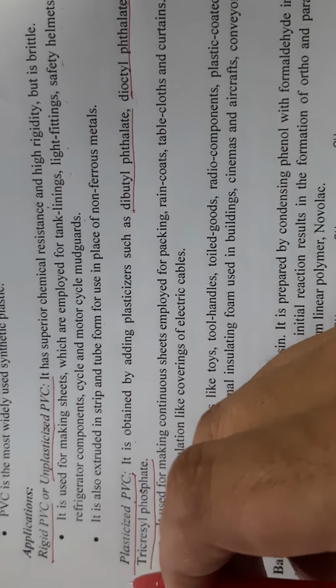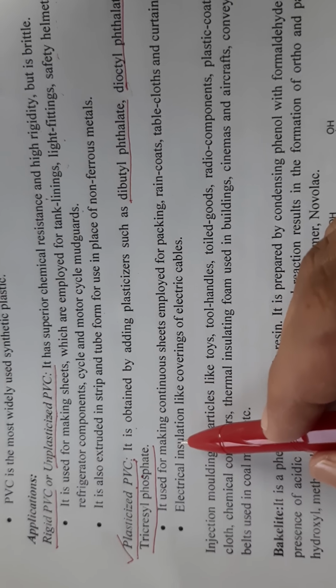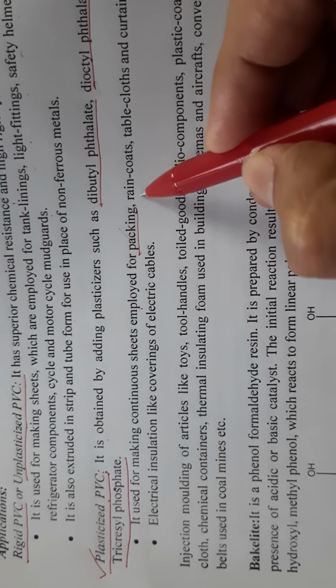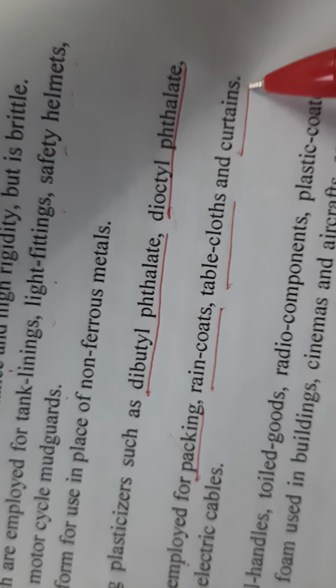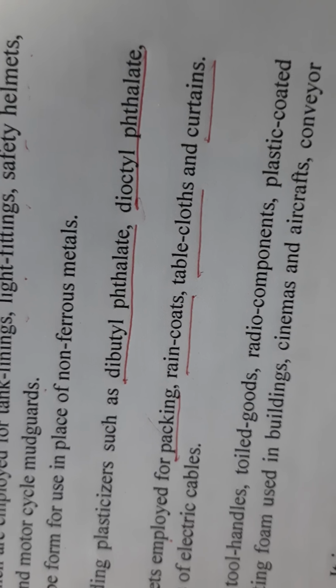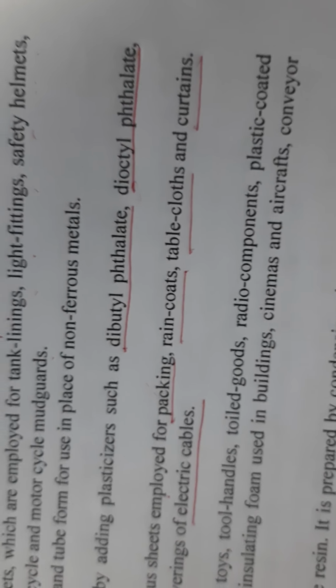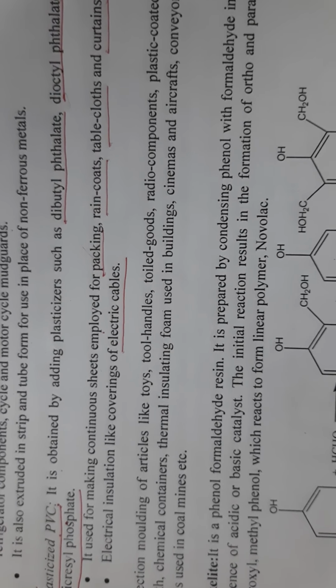And regarding the plasticized PVC, some applications are there. These are used for making container sheets employed for packing, and for preparation of raincoats, tablecloths, curtains, etc. And the plasticized PVC is also useful in preparation of electric cables. So these are some applications of the unplasticized PVC and plasticized PVC.